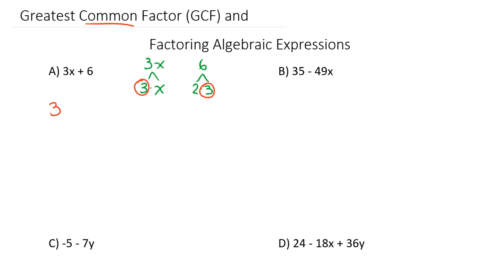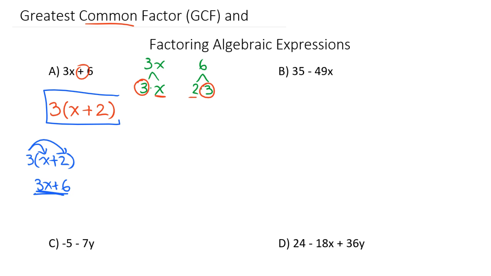And so we take the 3, and then we put parentheses, and we say, okay, what is left in the first term? And that's an x. Since we're adding, then we add, and then we say what's left in the second, which is 2. To check this, we could expand it back out and say, okay, 3 times x is 3x plus 3 times 2, which is 6. So if we get the same thing as we started with, then we know that we have factored this properly.